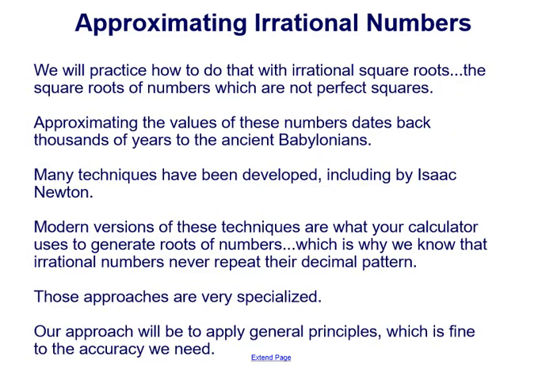We will practice how to do that with irrational square roots, the square roots of numbers which are not perfect squares. Approximating the values of these numbers dates back thousands of years to the ancient Babylonians. Many techniques have been developed since then, including by Isaac Newton. Modern versions of these techniques are what your calculator uses to generate roots of numbers, which is why we know that irrational numbers never repeat their decimal pattern. Those approaches are very specialized. Our approach will be to apply general principles, which is fine, to the accuracy we need.